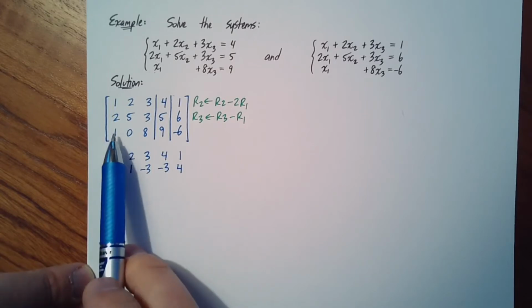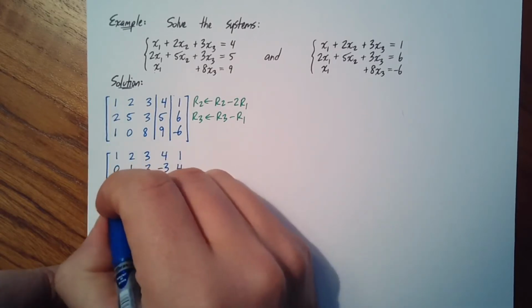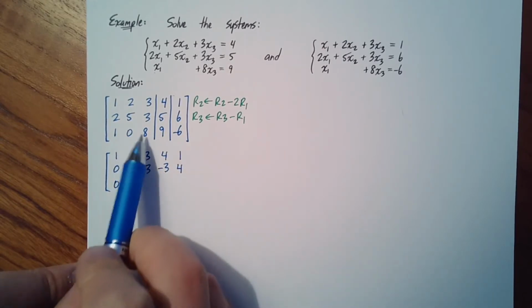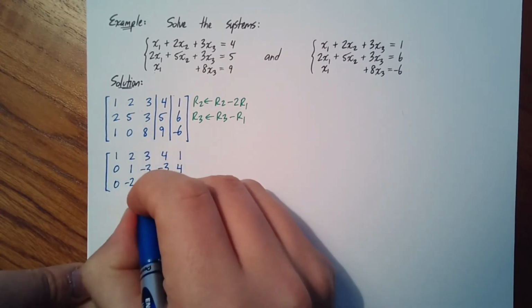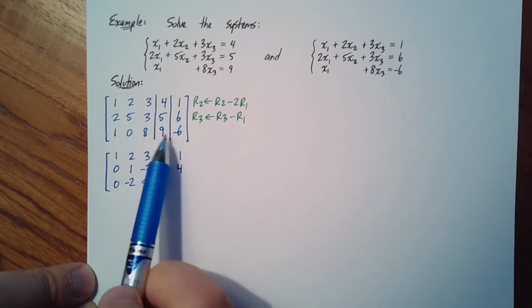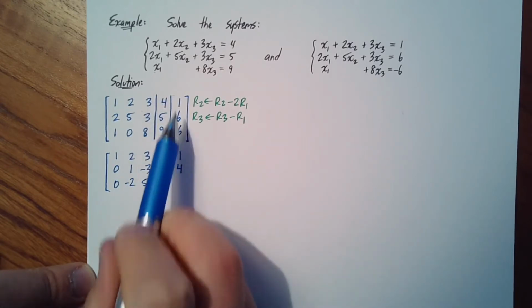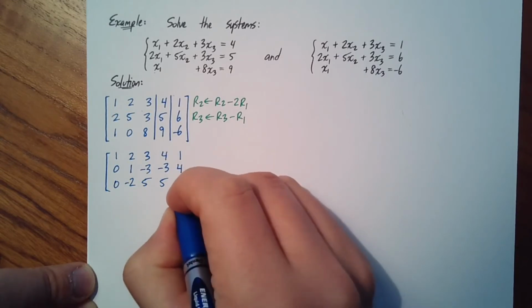And then our third row, we're going to go 1 minus 1 is 0. 0 minus 2 is negative 2. 8 minus 3 is going to be 5. And then what do we have? 9 minus 4, that'll be 5 as well. And then negative 6 minus 1 is negative 7.